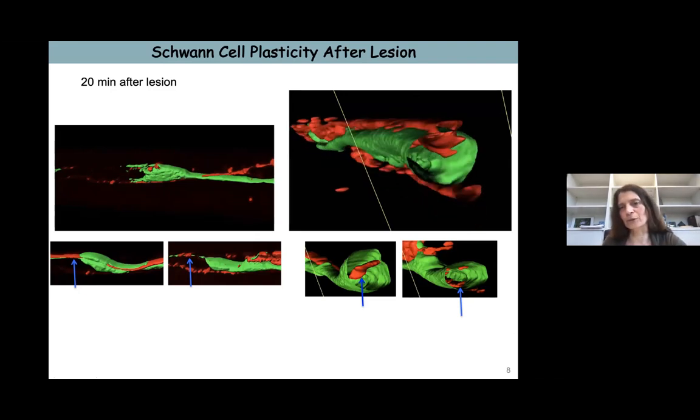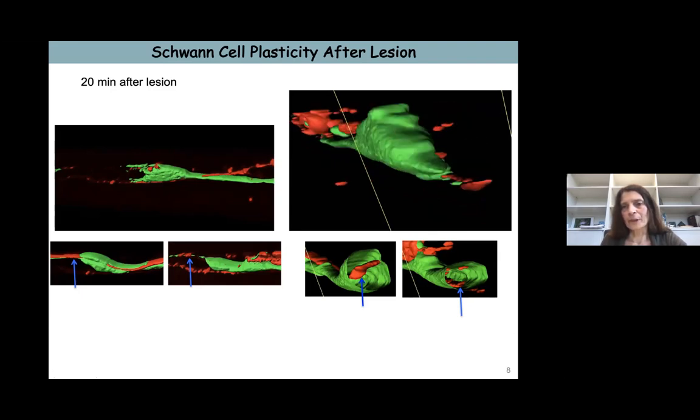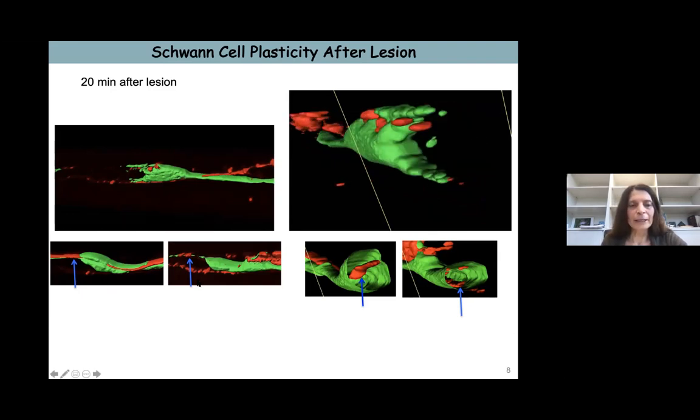I can show you another movie here. So here I picked two key images from this movie. You can see here the Schwann cells enwrap the axon, and 10 minutes later the axon is disintegrated, and here the same Schwann cells enwrap the axon, and then it disintegrates. The axon is disintegrated 10 minutes after.